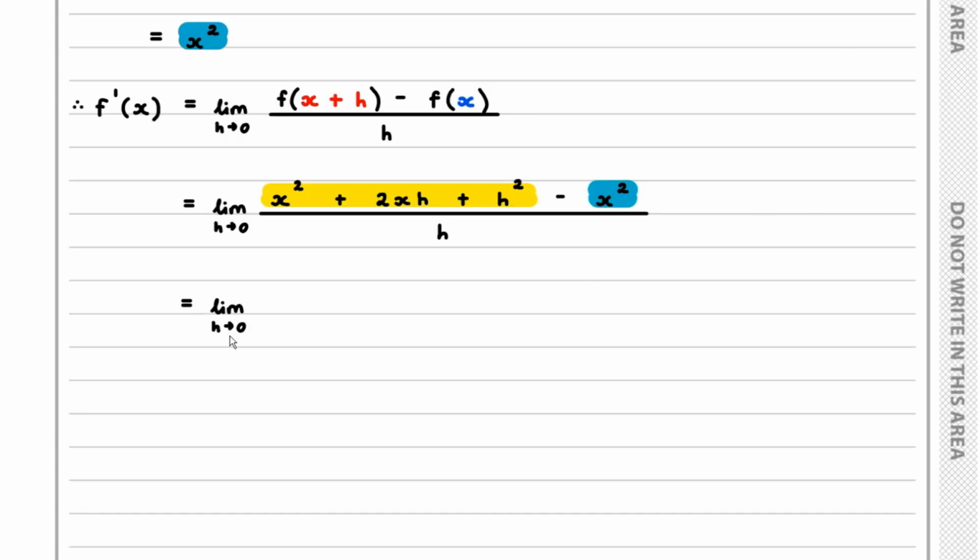So we have the limit as h tends towards 0 of, well here, x squared subtract x squared gives us 0x squared, and then we've got 2xh plus h squared over h. Here the h is simplified to 1, and here h squared over h is just h, so we have the limit as h tends towards 0 of 2x plus h. Now, as h tends towards 0, 2x plus h will tend towards 2x, so f dash of x is equal to 2x.